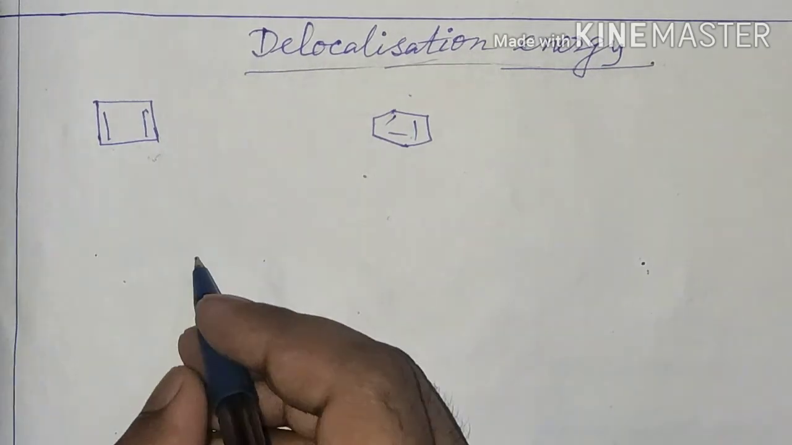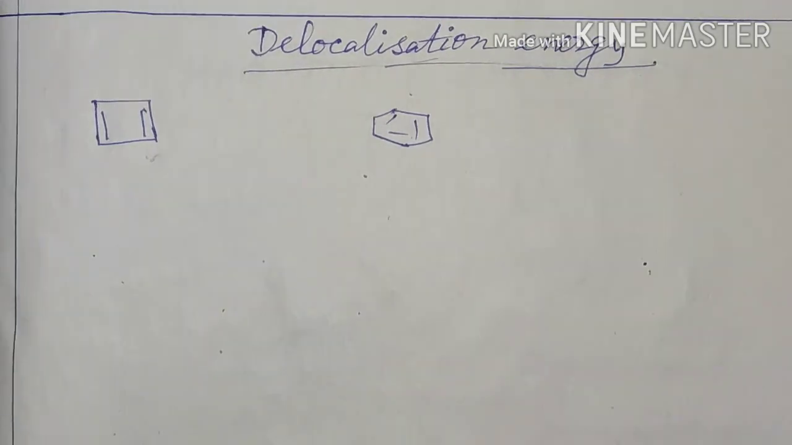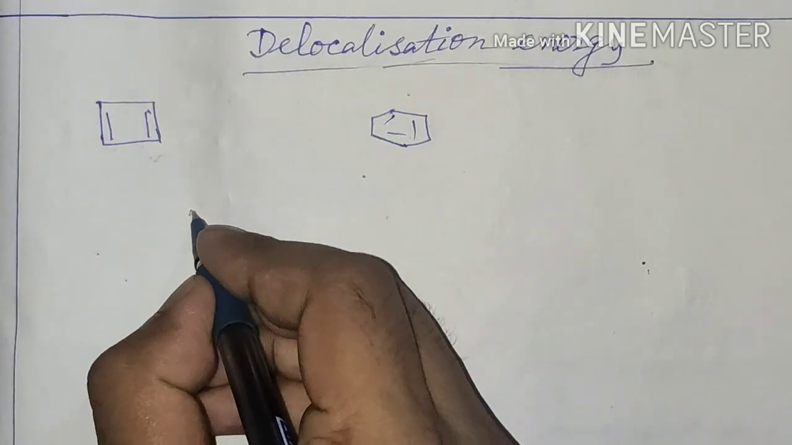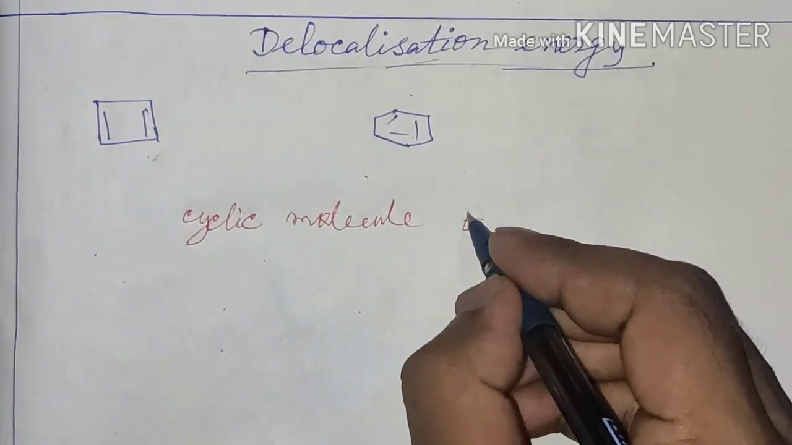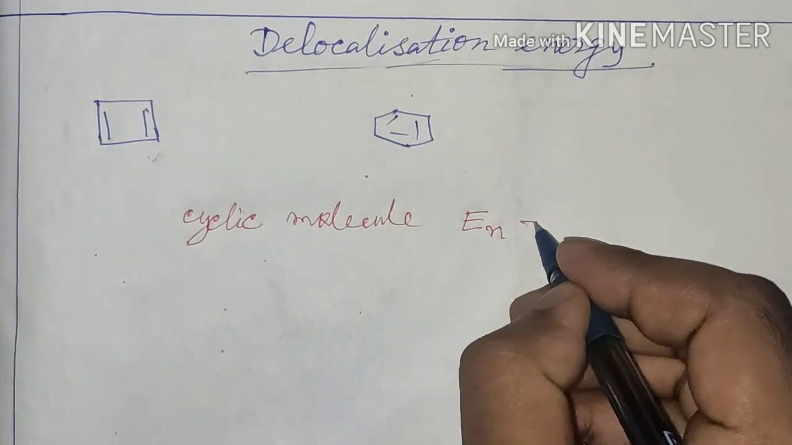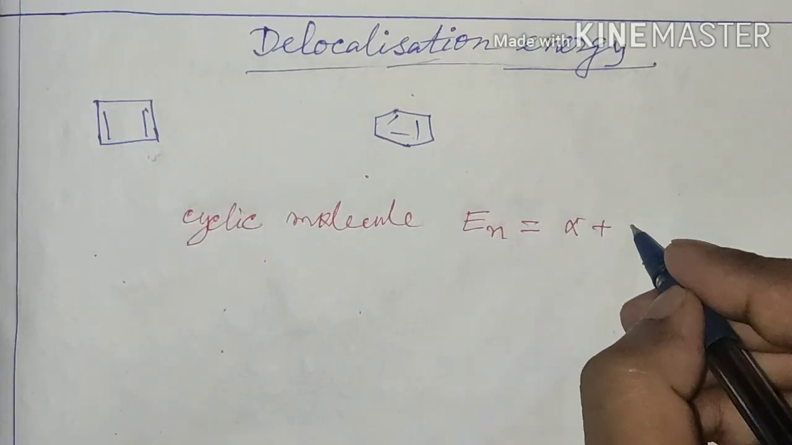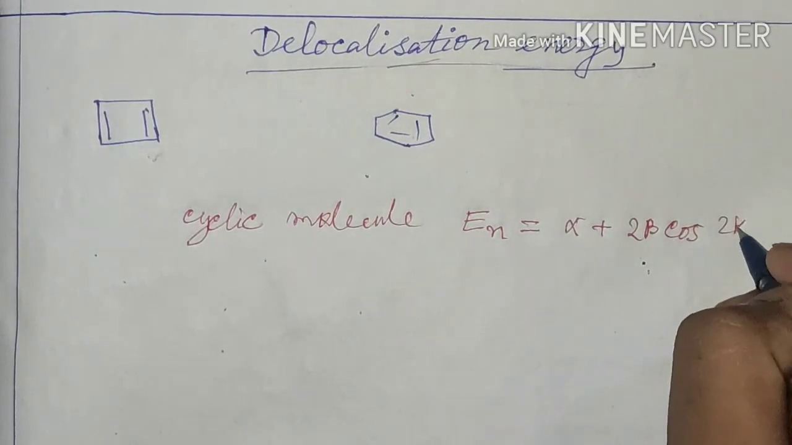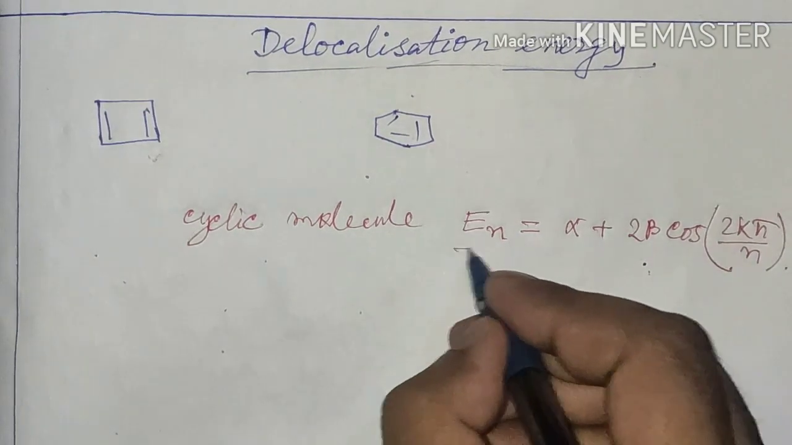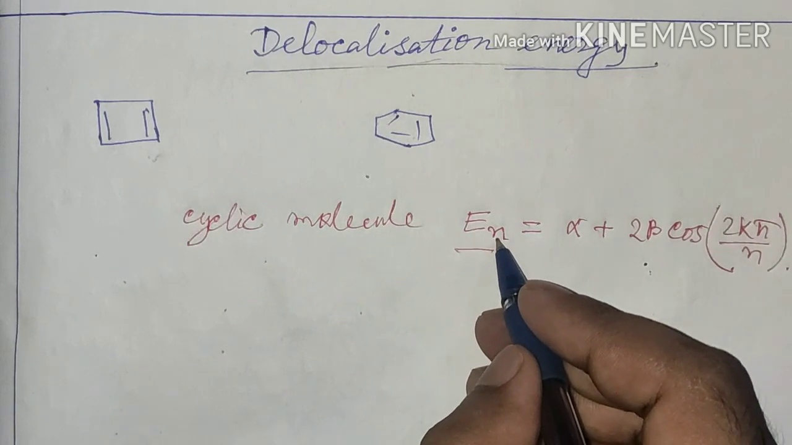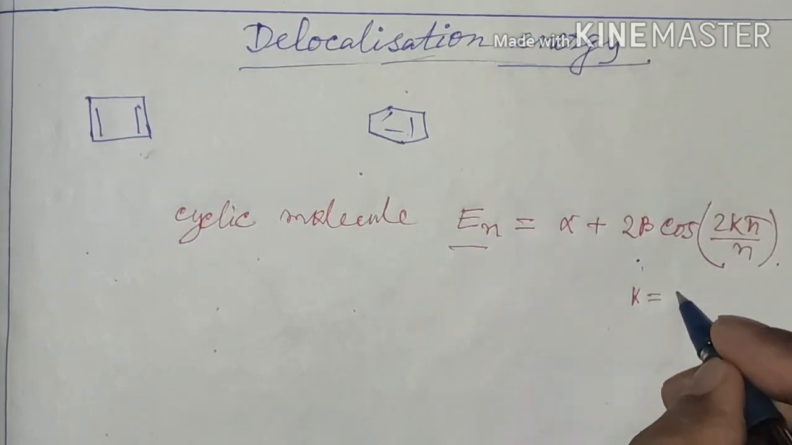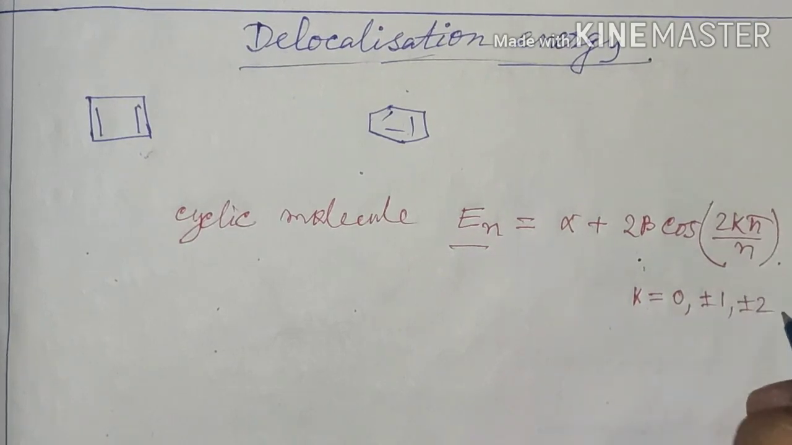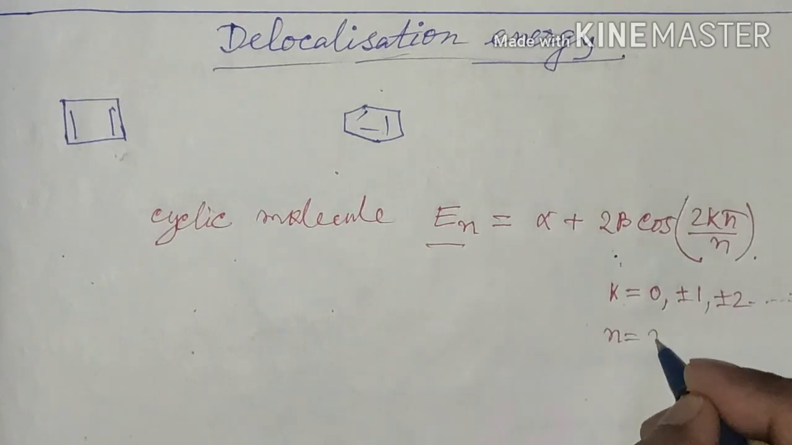Now, since this is a cyclic system, as in my previous video I have discussed the energy of different MOs for cyclic and acyclic molecules. For a cyclic molecule, the energy expression for different molecular orbitals is alpha plus 2 beta cos 2k pi by n, where alpha and beta are constants, k is a constant whose value is 0, plus minus 1, plus minus 2, and so on, and n is the number of carbon atoms.